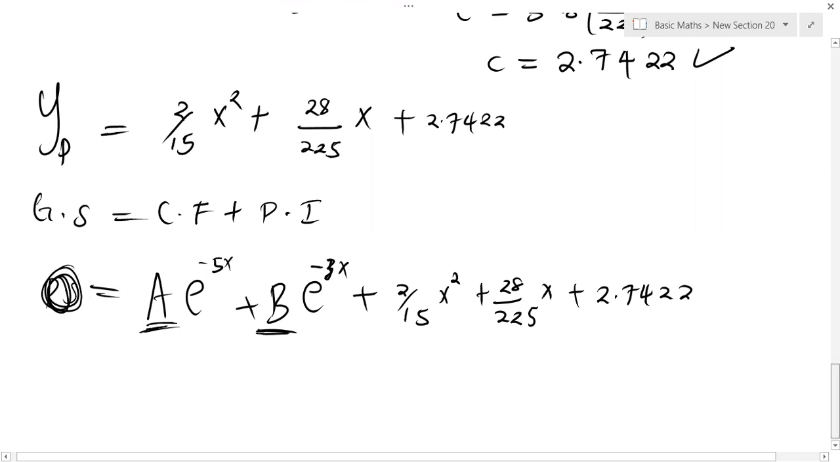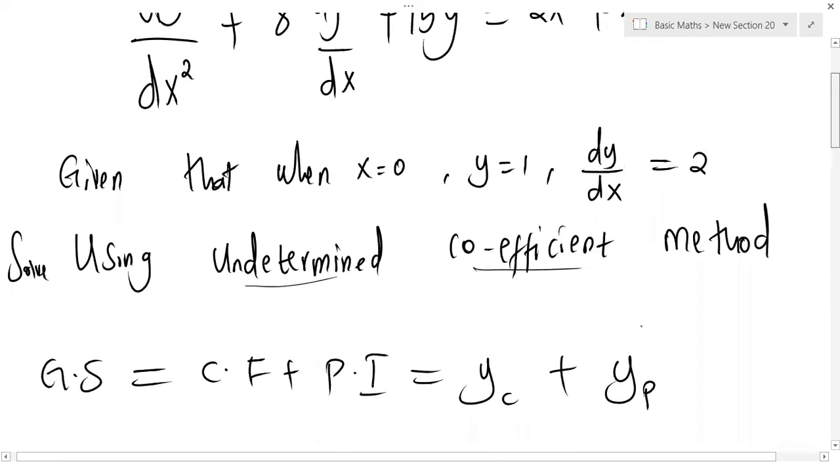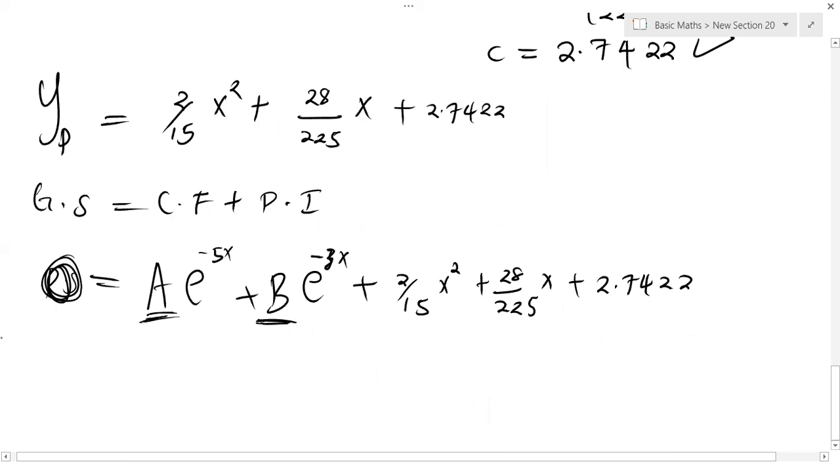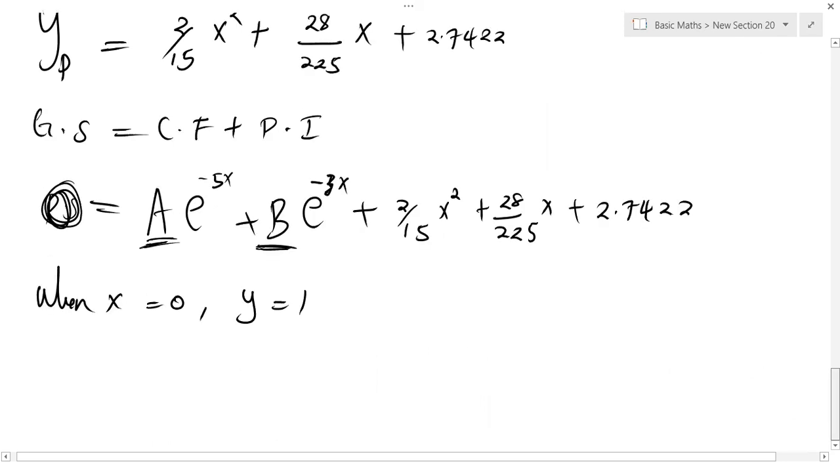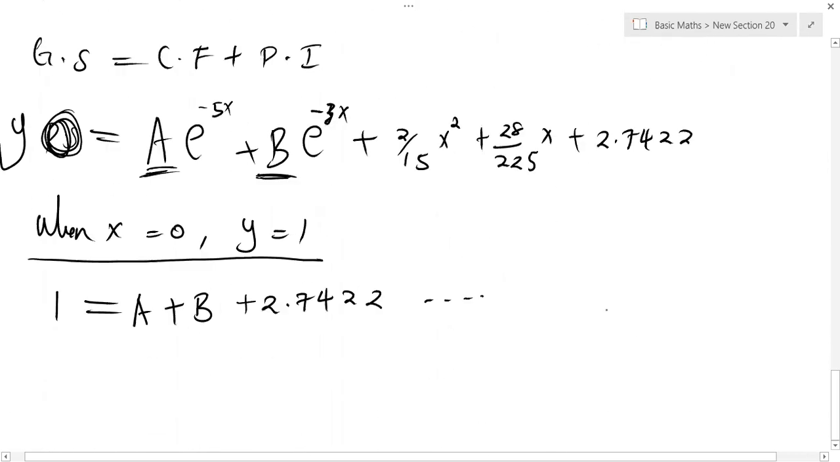So what we are going to do is use the given information up here. We were told that when x is 0, y is 1, dy dx is 2. So let's start with when x is equal to 0, y is equal to 1. Let's first input these values and then we do the other one. Now this is our y, the general solution. When x is 0, y is 1. So if we put 0 here, this is going to give us 1. We have A. If we put 0 here, this is going to give us 1. We'll have B. So x is 0. If we put 0 here, we have 0, 0, and then we have plus 2.7422. We had gotten to equation number 4, so we can call this equation number 5.